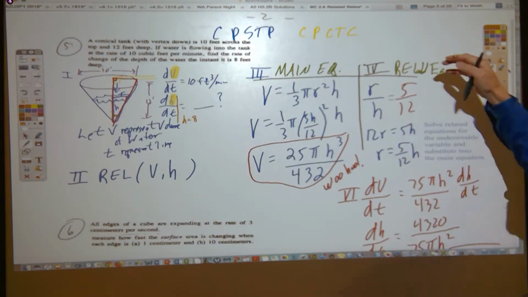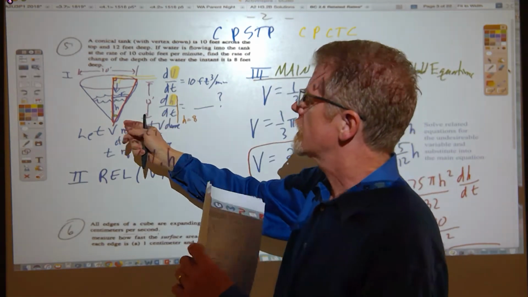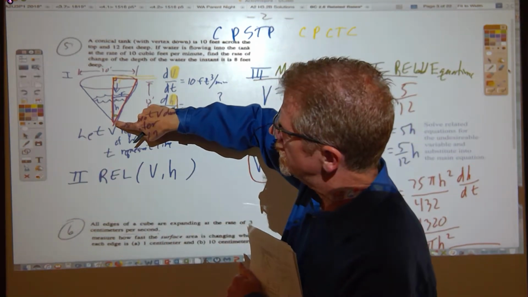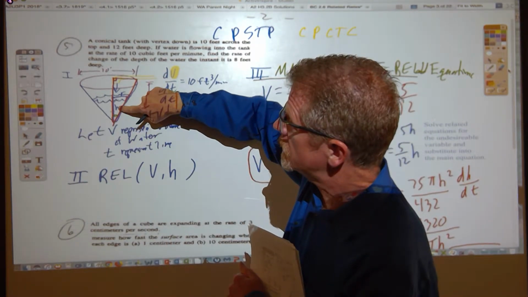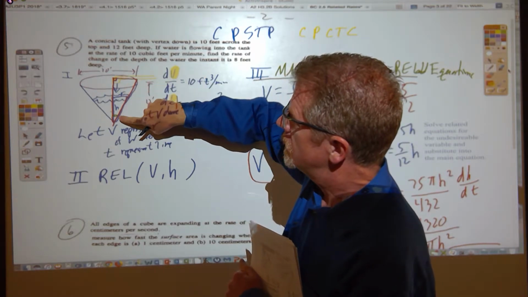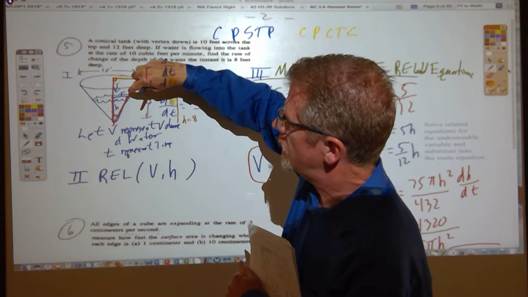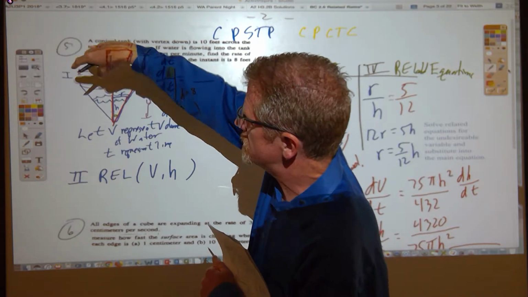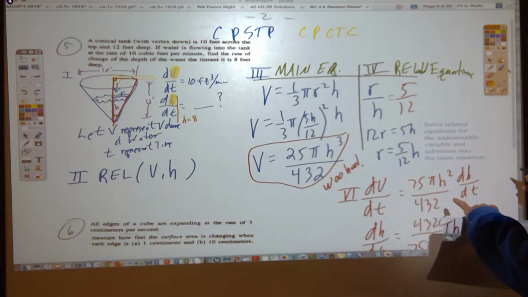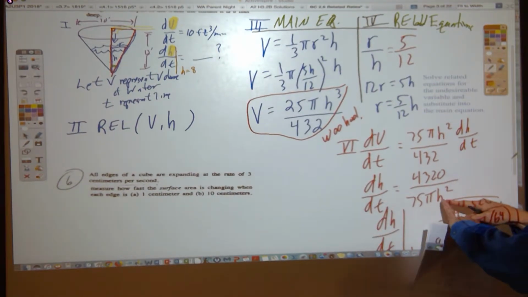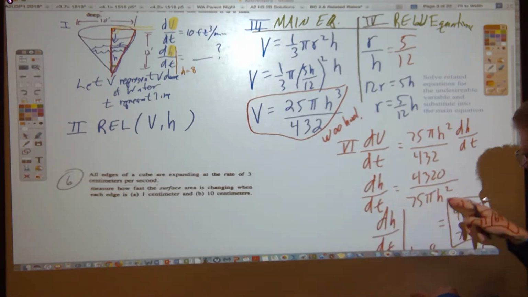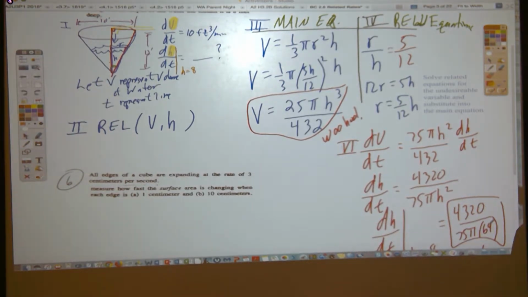And by the way, if you're pouring water in at 10 cubic feet per minute, can you imagine that at first the water would be getting deeper pretty quickly, and then as time goes on, dh/dt would get to be smaller and smaller? That makes sense because h is in the denominator. The bigger h is, the smaller dh/dt becomes as time goes on.